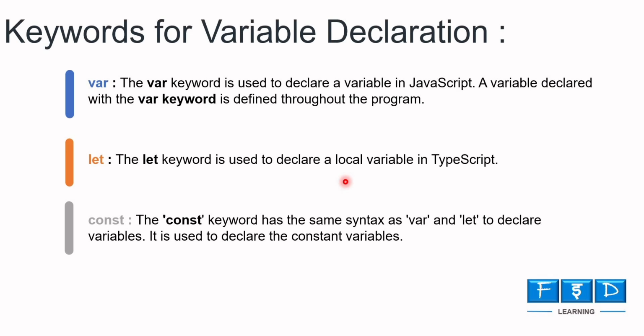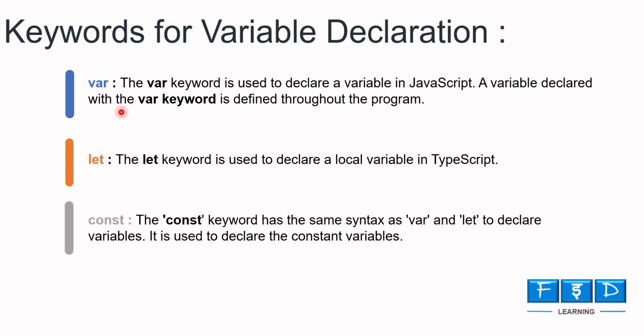And now moving to the next topic. What are the keywords we can use while declaring variables? In TypeScript, we have three primary keywords for variable declaration, such as var, let, and const. JavaScript is based on ES5, meaning ECMAScript 2014. That is why in JavaScript we can declare variables with the var keyword. And TypeScript is based on ECMAScript 2015 or ES6. That's the reason in TypeScript we can declare variables in three ways: var, let, and const.